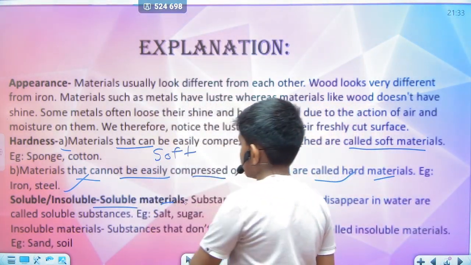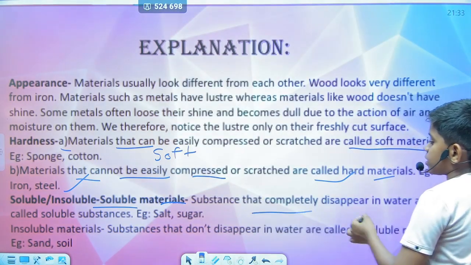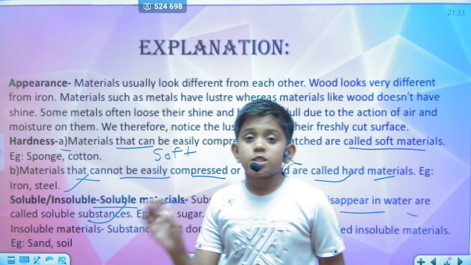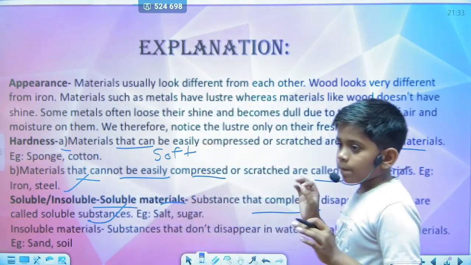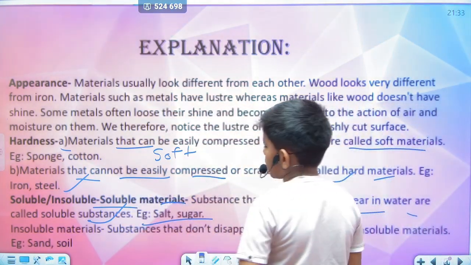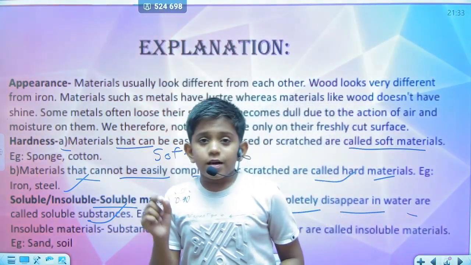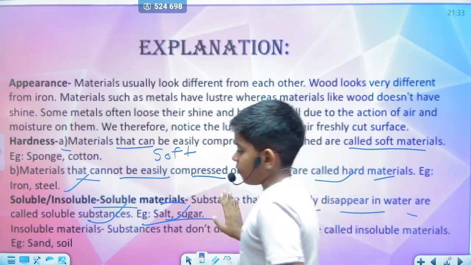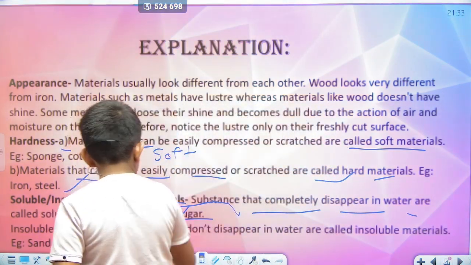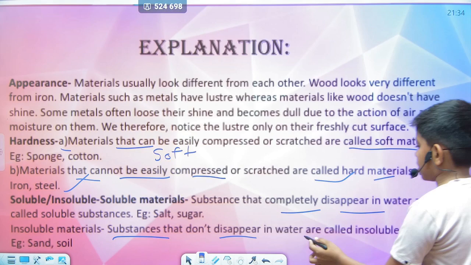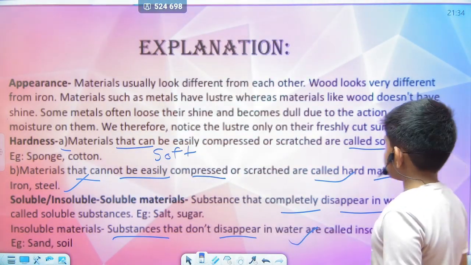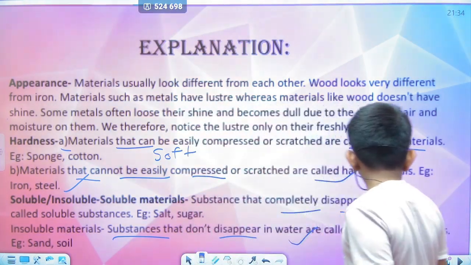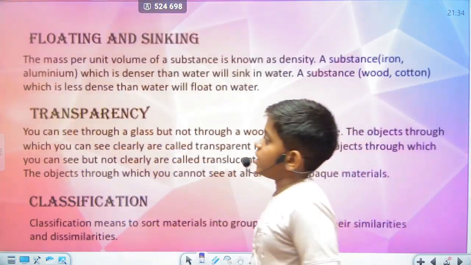Soluble or insoluble materials. Substances that completely disappear in water are called soluble substances, meaning they completely mix and dissolve in the water. Examples are salt and sugar. If we put salt and sugar in water, they completely dissolve. Insoluble materials: substances that don't disappear in water are called insoluble materials. Sand and soil are insoluble materials because they do not dissolve in water.